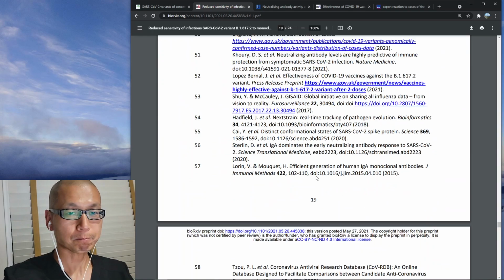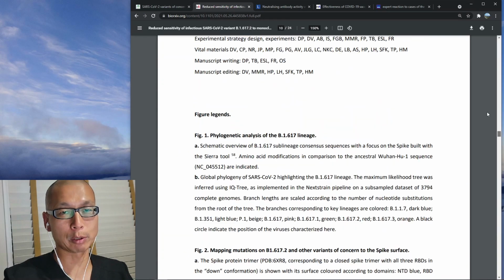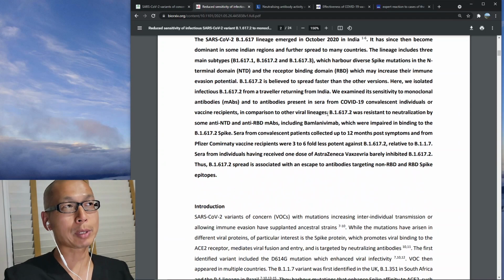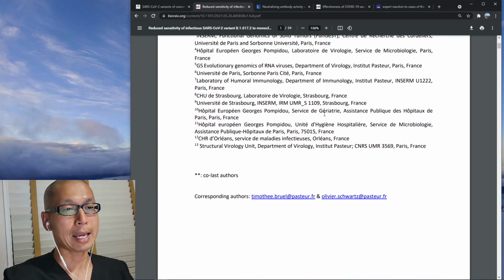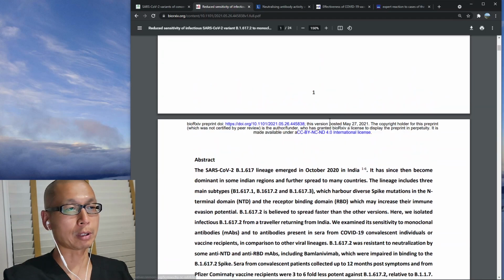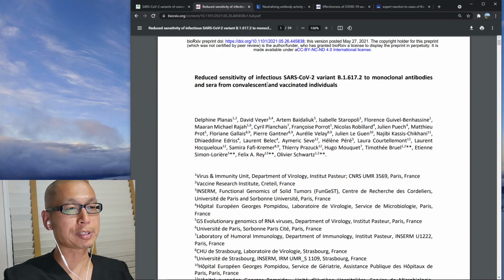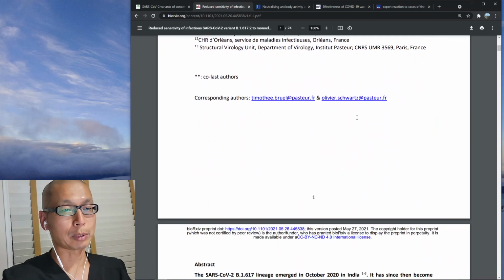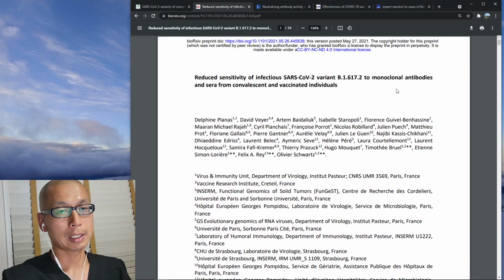Okay. So basically what we want to know is, is this thing more transmissible? Is it more dangerous? And do the drugs that we have for it work on this? And do the vaccines we have for it work on this? So this one is looking at reduced sensitivity of this variant to monoclonal antibodies and sera from convalescent and vaccinated individuals. So what they did in this paper is they isolated this variant and then they tested it against the monoclonal antibodies. These are drugs that we use, most of the engineered drugs that we use for this thing are monoclonal antibodies.